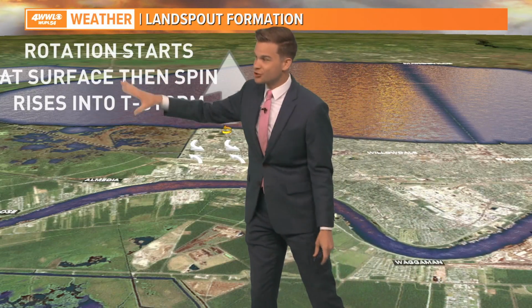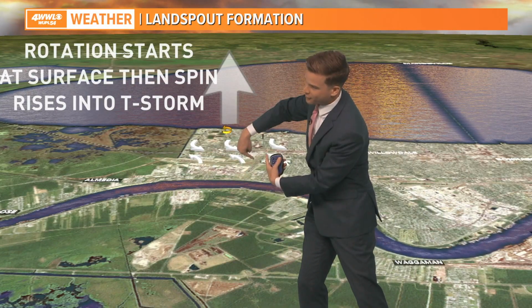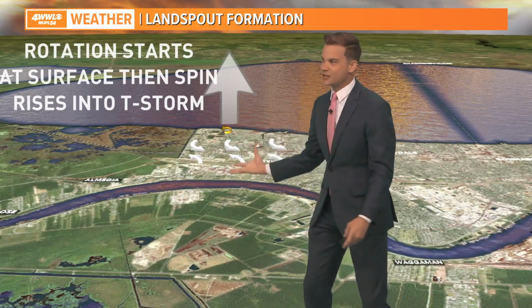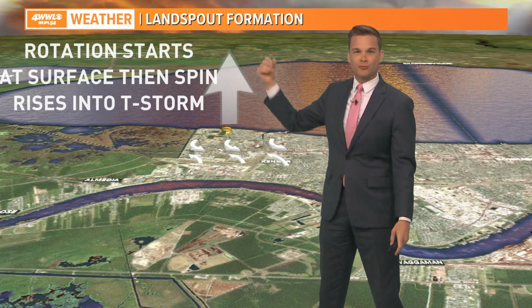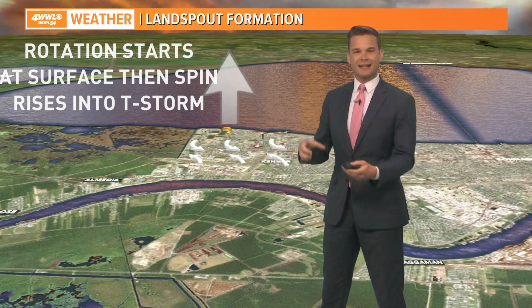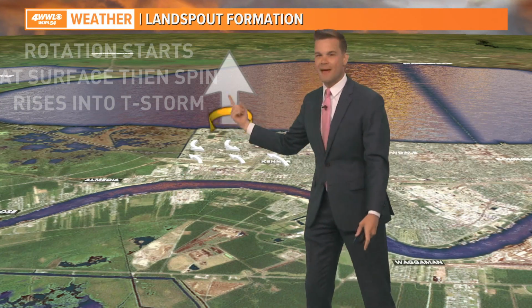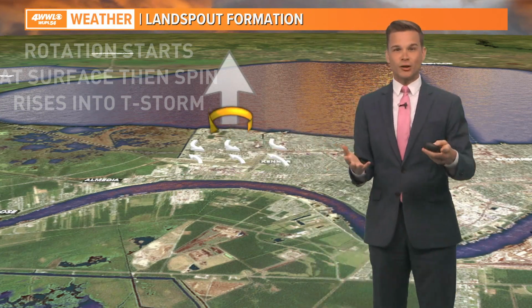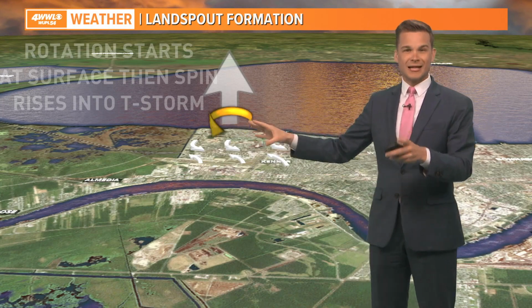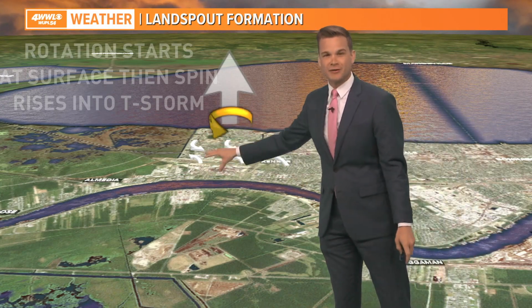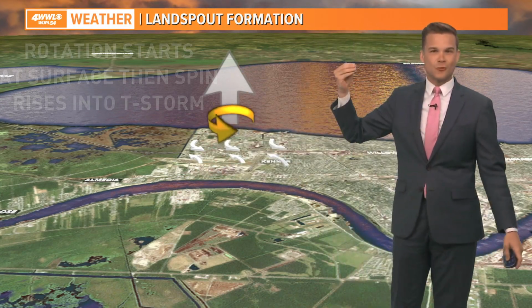So the rotation starts at the surface from the different boundary here, the wind spinning here, and as that storm begins to climb and rise, it takes that boundary and it can sometimes stretch that with the storm as well, and then you get an area of spin. That can develop into a funnel, and that's what we call a landspout because it starts on the land. The rotation starts and then rises up into the storm.